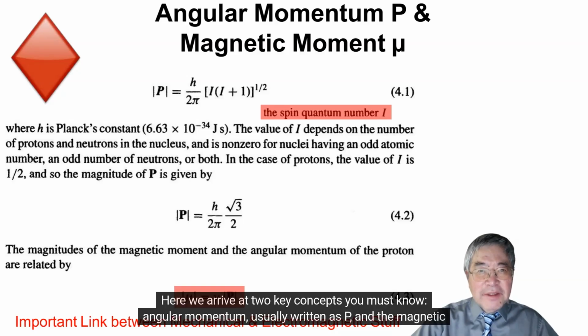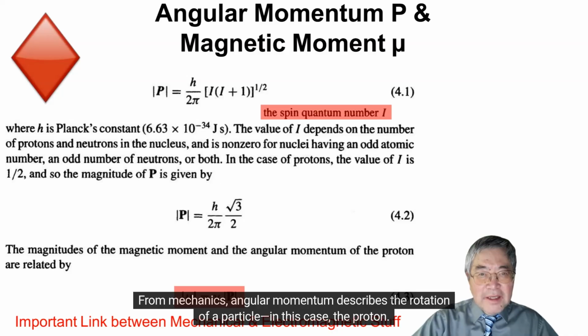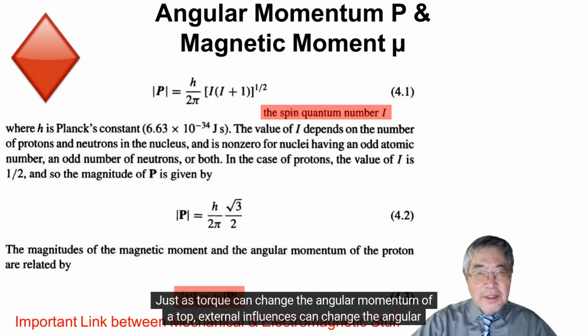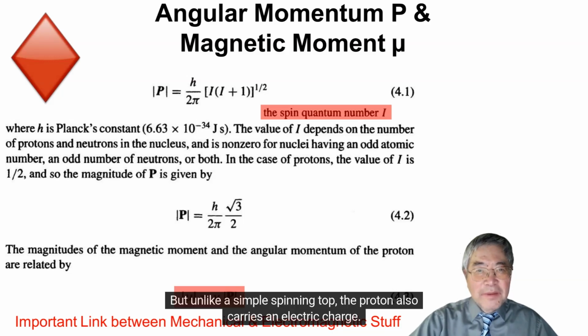Here we arrive at two key concepts you must know: angular momentum, usually written as p, and the magnetic moment, written as mu. From mechanics, angular momentum describes the rotation of a particle, in this case the proton. You can think of it as a spinning top. Just as torque can change the angular momentum of a top, external influences can change the angular momentum of a proton. But unlike a simple spinning top, the proton also carries an electric charge.